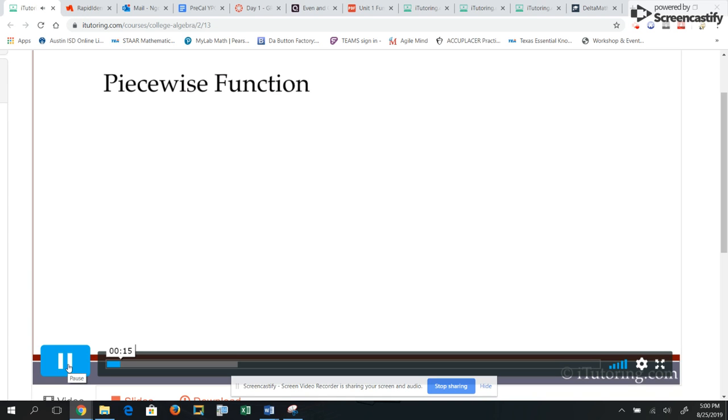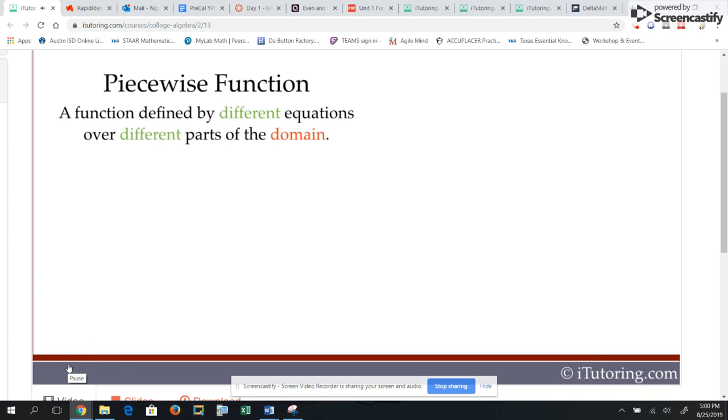Define a piecewise function. A piecewise function is a function defined by different equations over different parts of the domain. For example, here we have our function f of x, and we're going to define f of x as negative 2x minus 4 if x is less than negative 1, and we're going to define f of x as x plus 1 if x is greater than or equal to negative 1. So here we have our function defined by different equations depending upon the domain of that particular x.